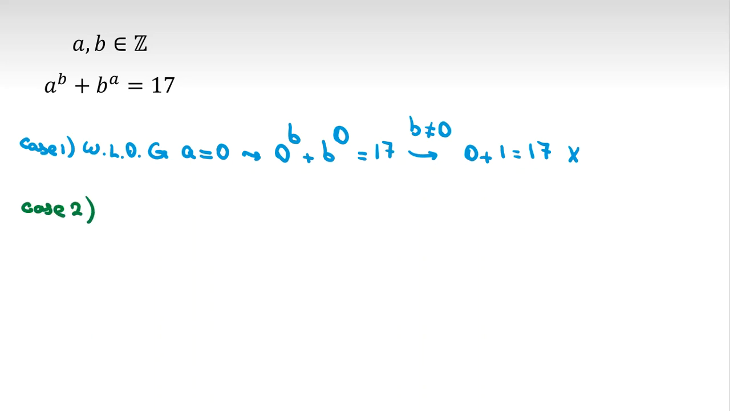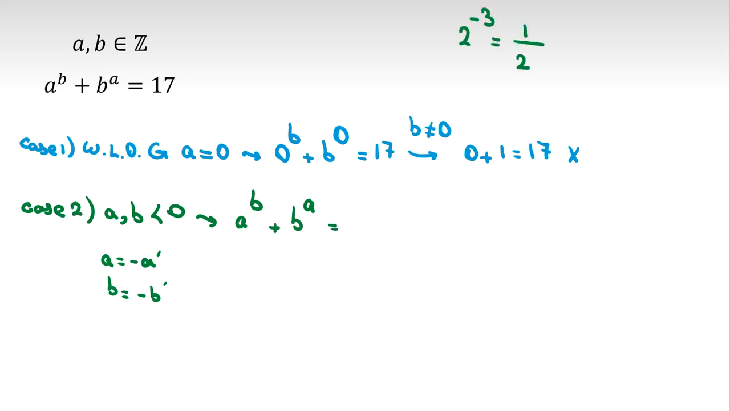Now, in the second case, I want to consider negative numbers. Case number 2. Suppose both A and B are negative numbers. Because they are negative, the powers will be negative. So we can consider A equal to negative A prime, B equal to negative B prime. For example, when you have 2 to the power of negative 3, it will be 1 over 2 to the 3. A prime and B prime are positive.